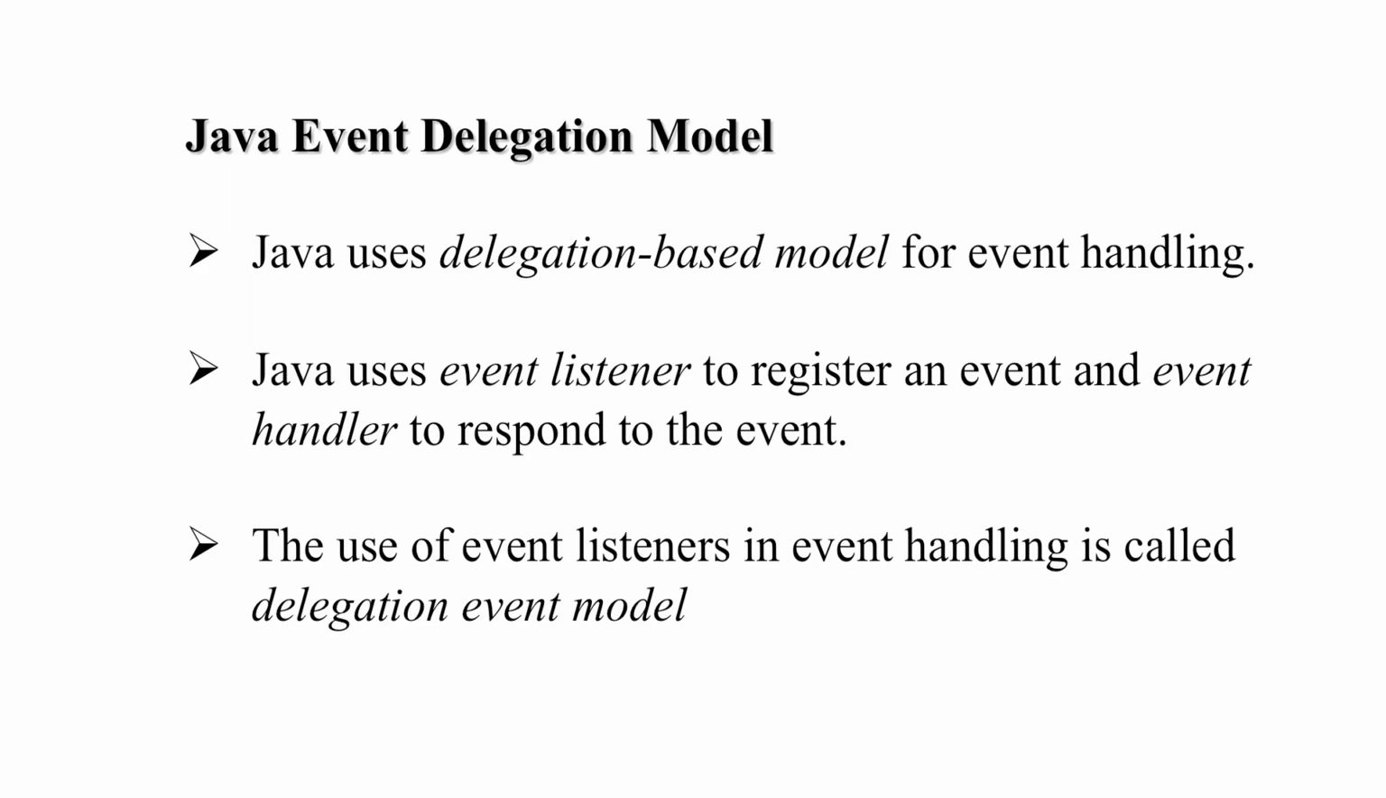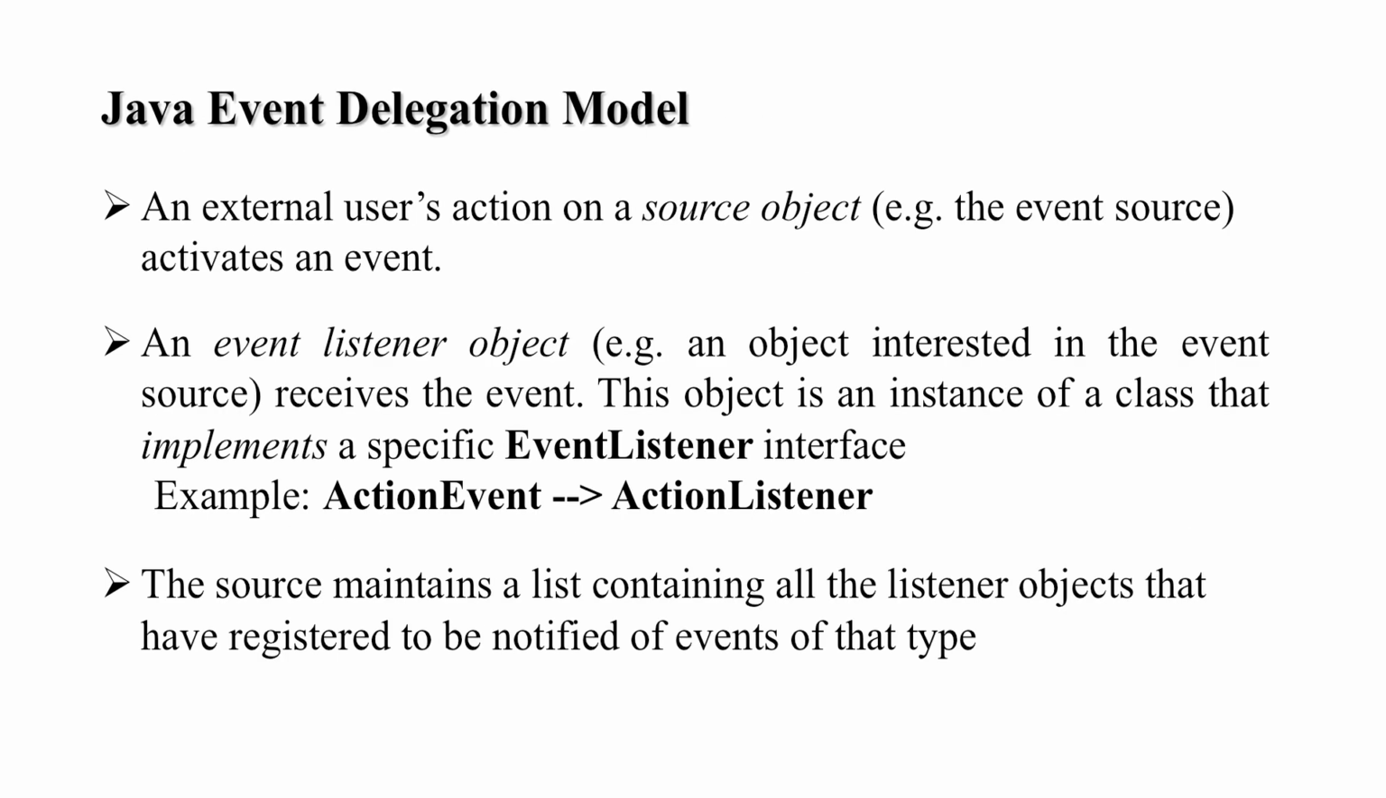And the use of event listeners in event handling is called the delegation event model. Here, an external user action on a source object, like an event source, activates or initiates an event, and the event listener object receives that event. This object is an instance of the class which implements the event listener interface. For example, an action event corresponds to an action listener.